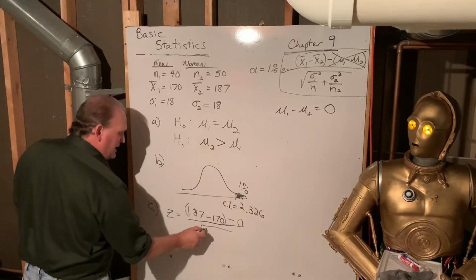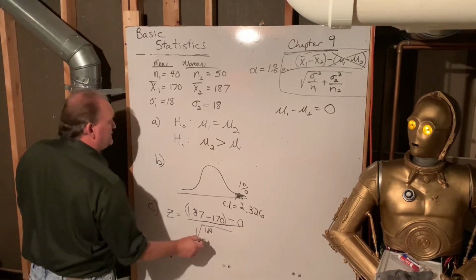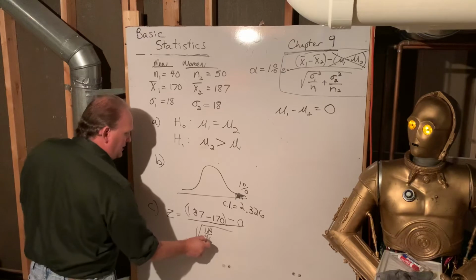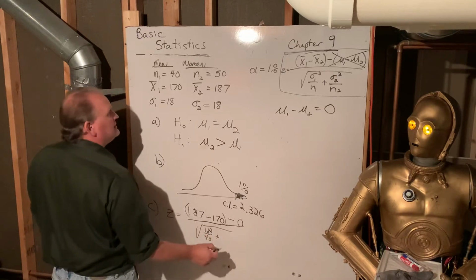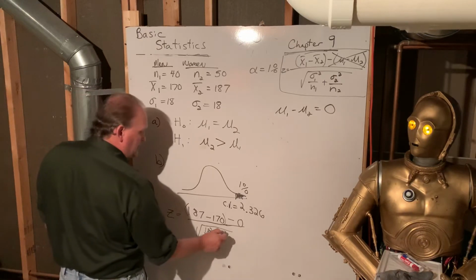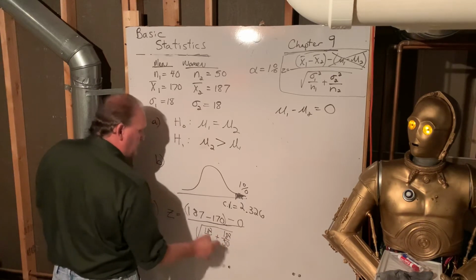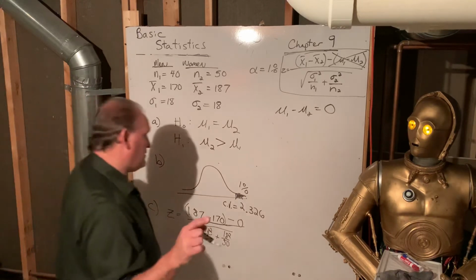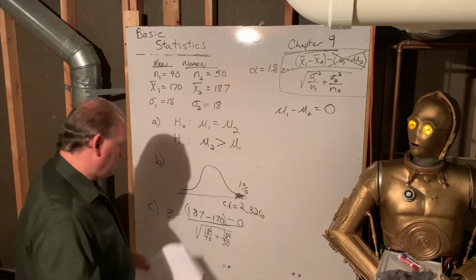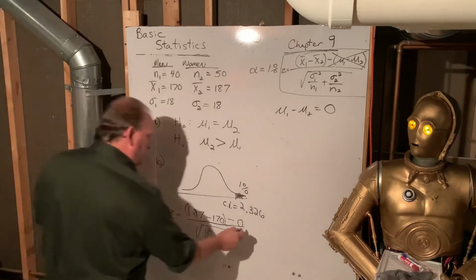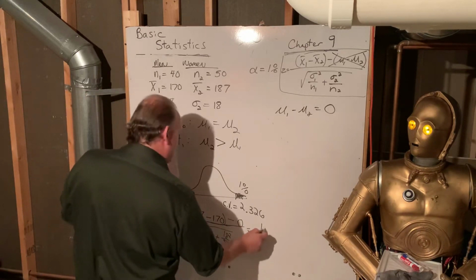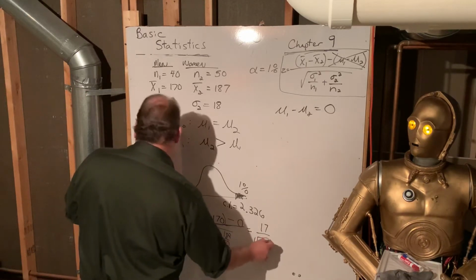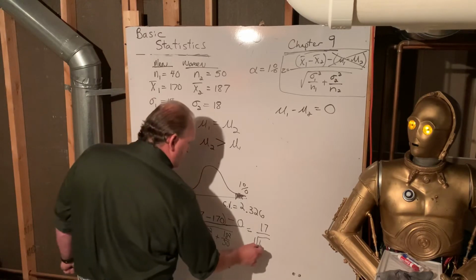All right, so now we got 18 squared divided by 40 plus 18 squared divided by 50. And that's all under the square root sign. So 18 to the second power divided by 40 plus 18 to the second power divided by 50. It equals, that'll actually give you, let's see, 17 over the square root of 14.58.